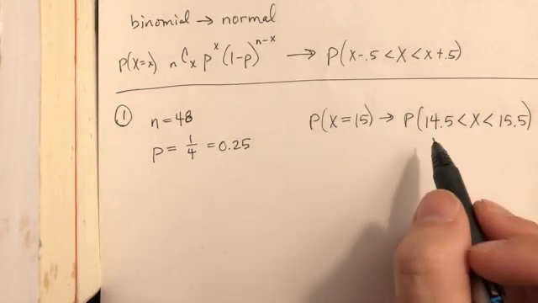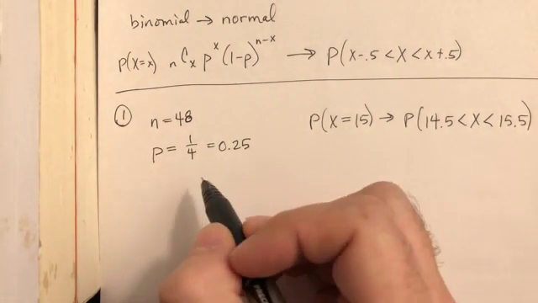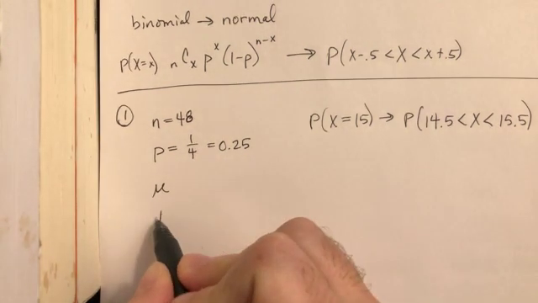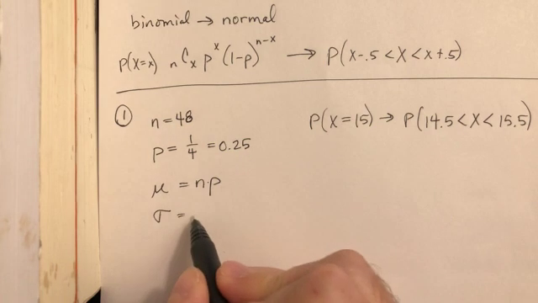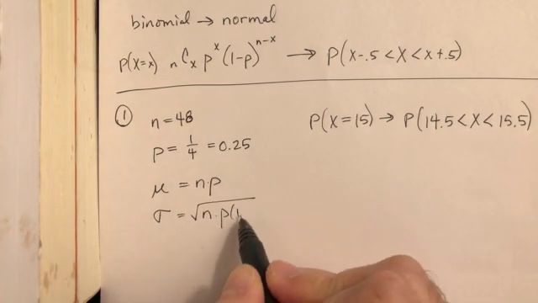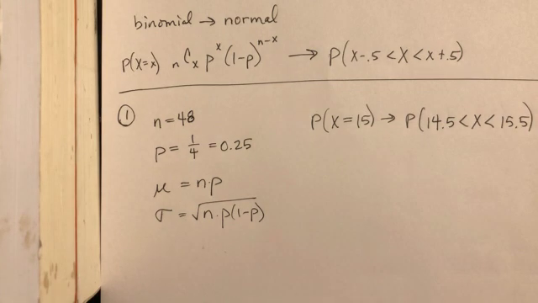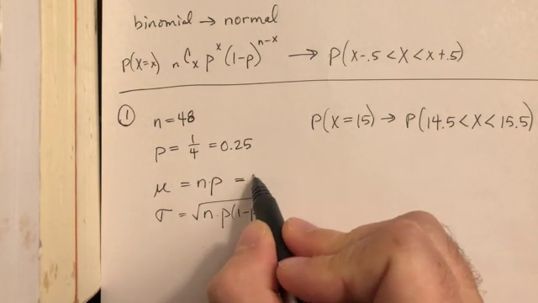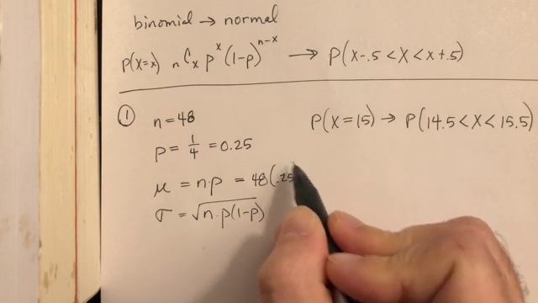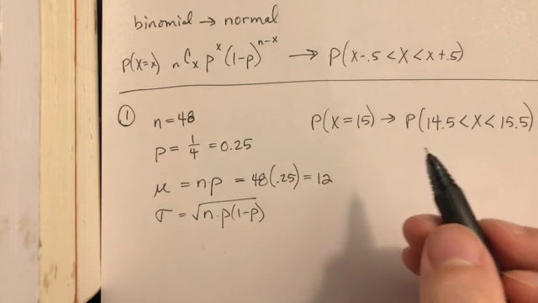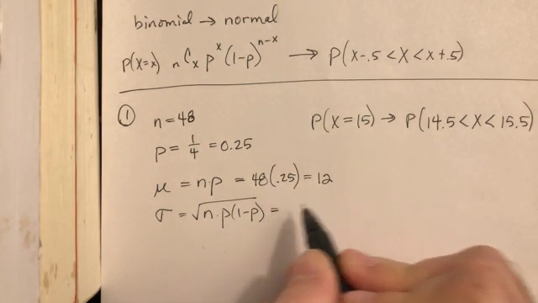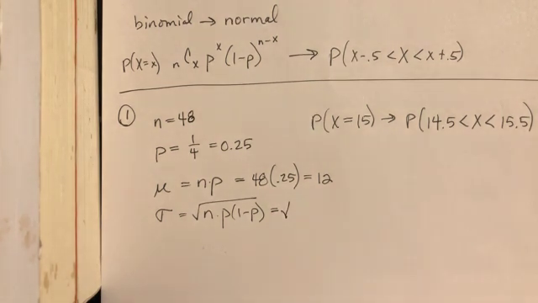I need a z-score in order to use the chart, remember, from the last lesson? And the z-score needs a mu and a sigma. Well, in binomial, we had formulas for that: n times p for mu, and the square root of n times p times 1 minus p for sigma, right? So in our case, our mu is going to be 48 times 0.25, and that is 48 divided by 4, which is 12. That's our mu. And then our sigma, I'm going to have to use a calculator for.